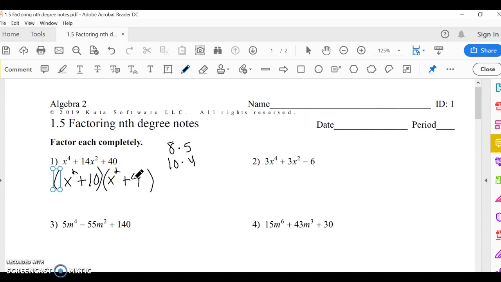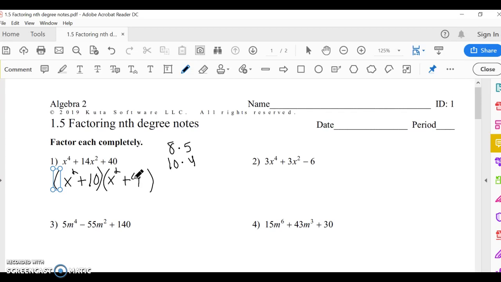It doesn't matter if you write x squared plus 4 first or second, remember, because multiplication is commutative. And then in some of these problems, you'll want to continue to look and see if you can factor some more, but you can't factor x squared plus 10 because it's not going to factor into 2 binomials that would eliminate that middle term.